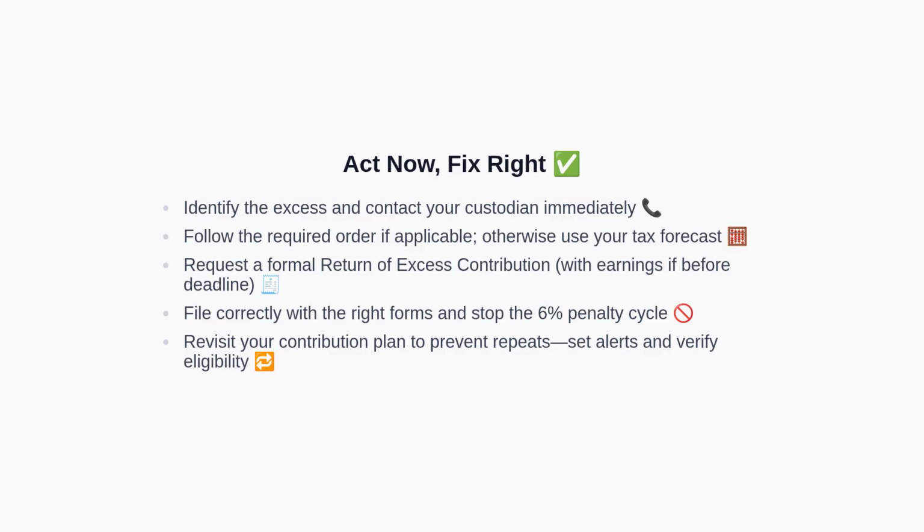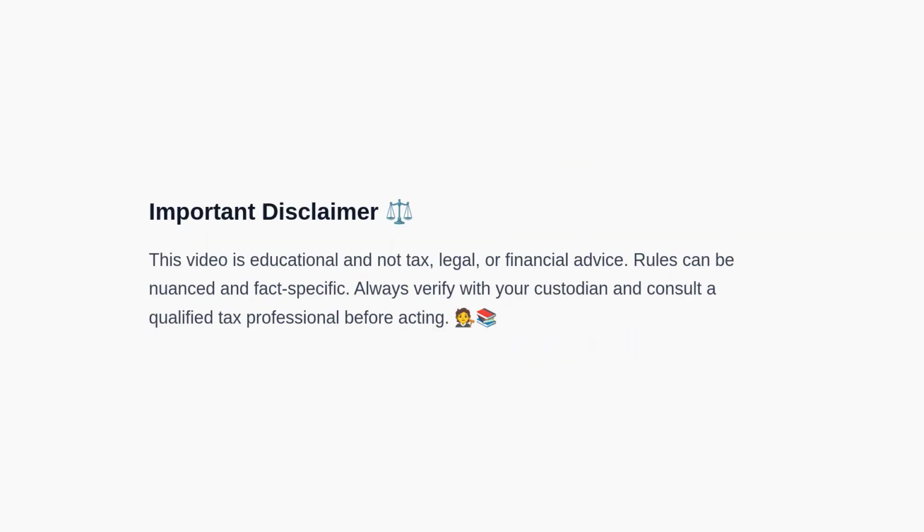In summary, identify the excess quickly and contact your custodian. Follow the required ordering rules if applicable, and otherwise make a choice based on your tax forecast. Request a formal return of excess contribution, including earnings if you are before the deadline. File your taxes correctly using the appropriate forms and stop the 6% penalty from recurring. Finally, adjust your contribution process to prevent future mistakes.